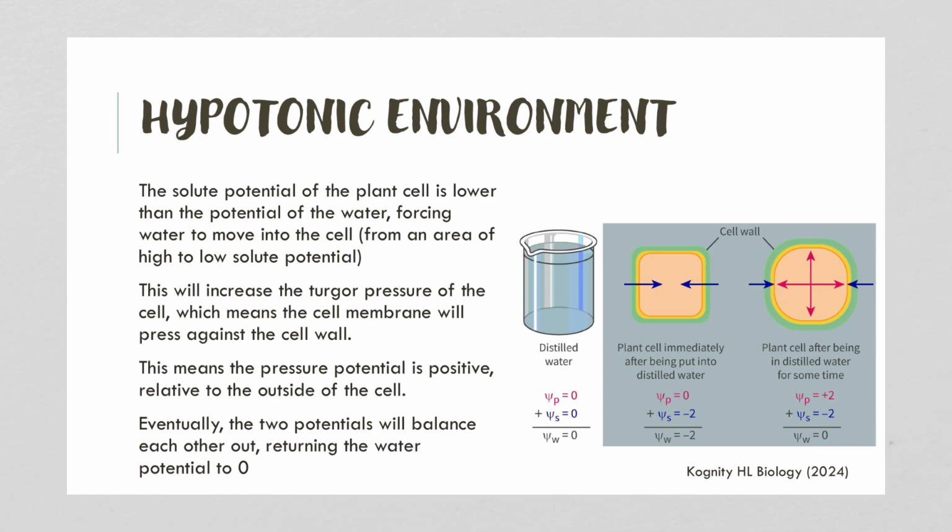So you can see initially the pressure potential was 0, but the solute potential was -2, so the water potential was -2. But then as water enters the cell, it causes pressure on the cell membrane, so that increases the pressure potential to +2, so then you get a 0 for your water potential again to counteract the solute potential.